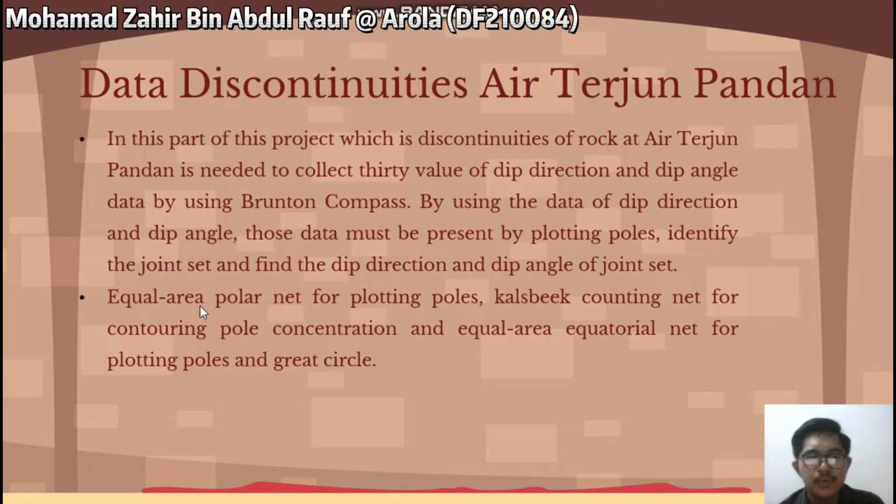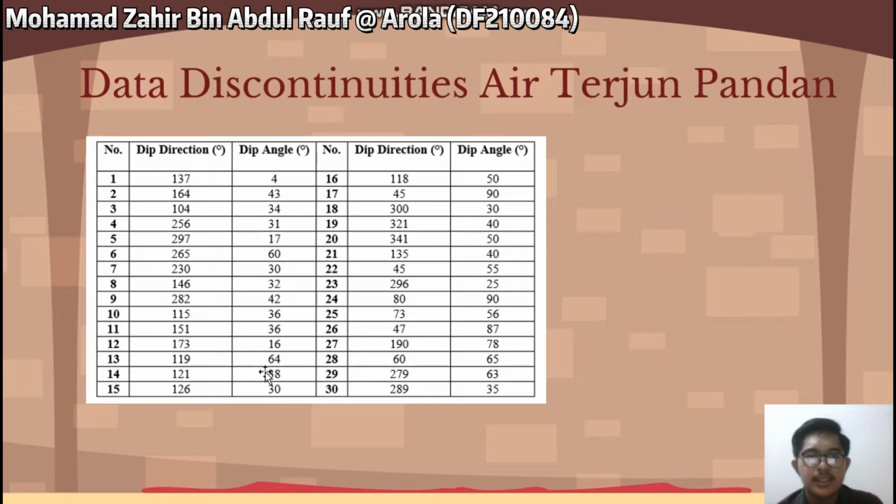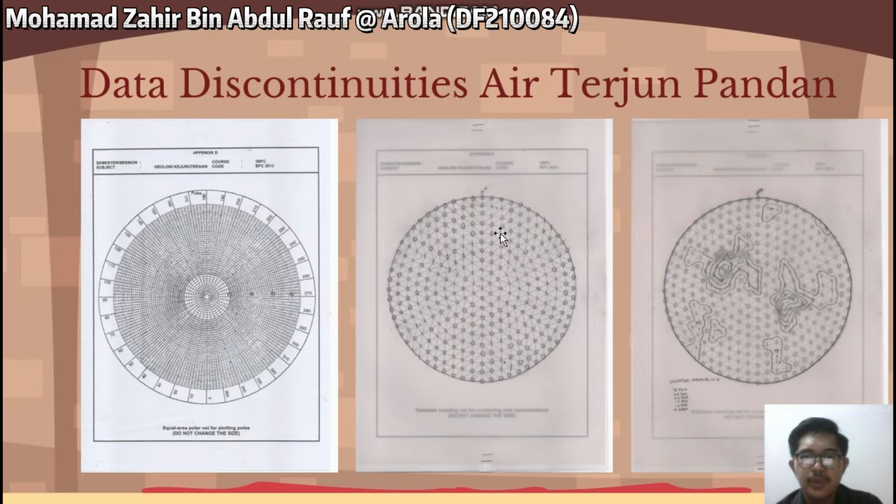What we have to do is prepare an equal area polar net for plotting poles, a Kalsbeek counting net for contouring pole concentration, and an equal area equatorial net for plotting poles and great circles. So this is the result we found at the site. We have a total number of 30 values of direction and dip angle, and then we got this result.